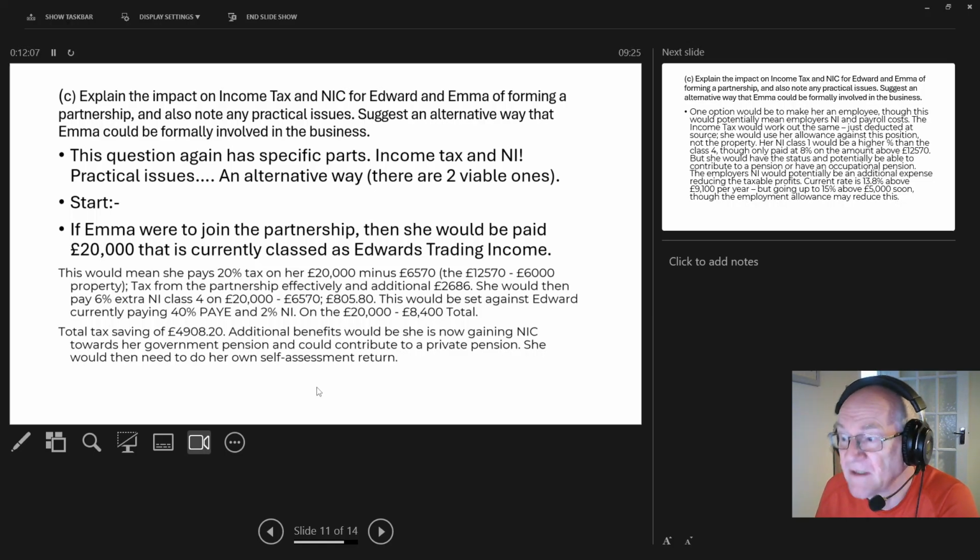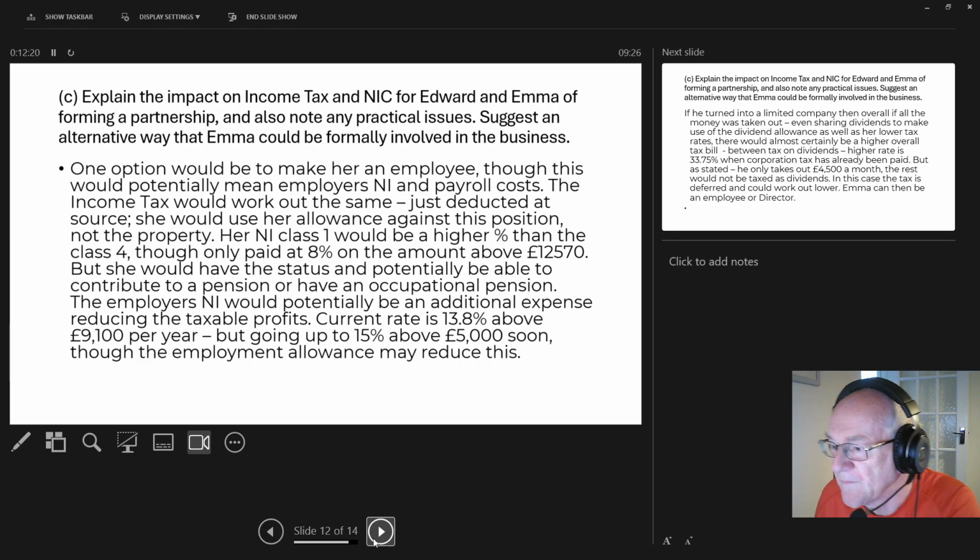Additional benefits: she's now gaining national insurance towards her government pension and can contribute to a private pension. She would then need to do her own self-assessment return, so there's a practical issue involved. Getting towards the end of this, so the options. Again, it's precise this one, but actually it's quite wordy. That's a better description. Waffle is not good.